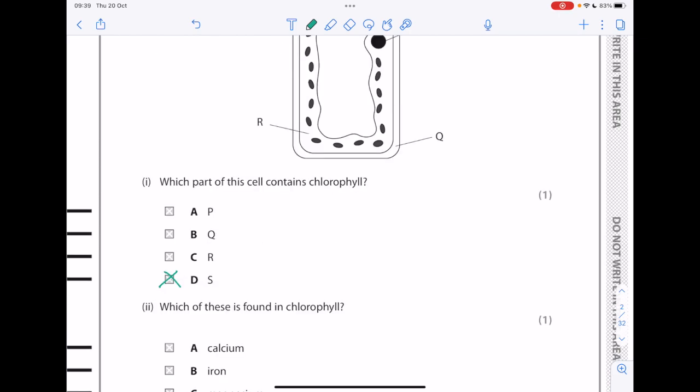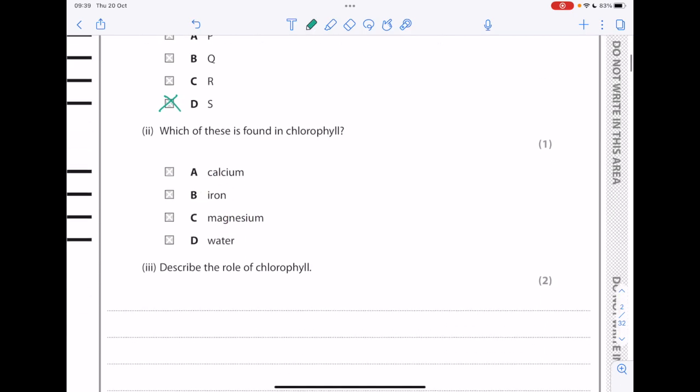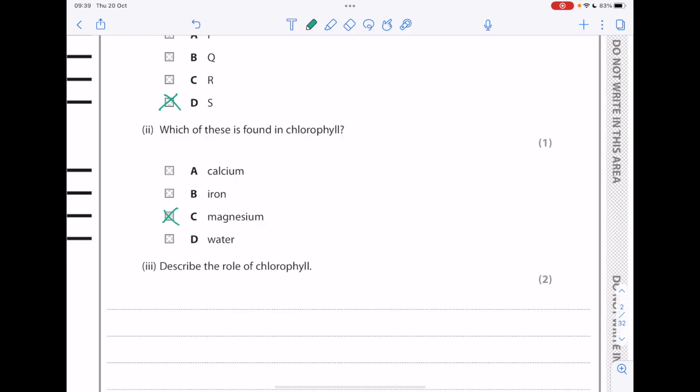Which of these is found in chlorophyll? Okay, they want you to know your ions very well. Calcium, remember, is all to do with strong teeth and bones, so irrelevant with the plant. Iron is about healthy blood. It's actually magnesium. You need magnesium ions to make the chlorophyll.